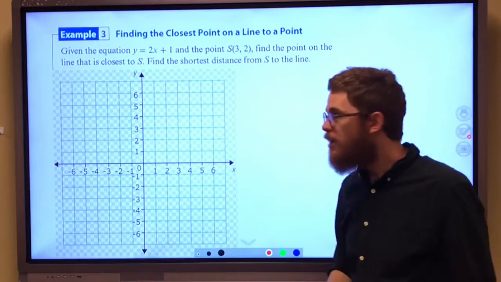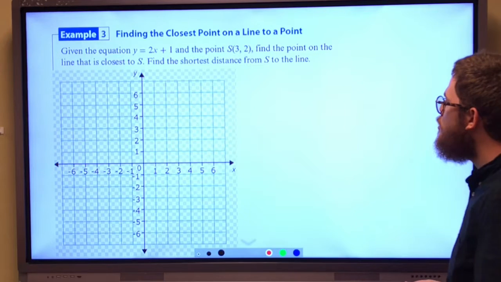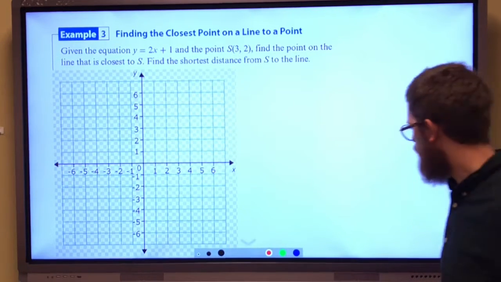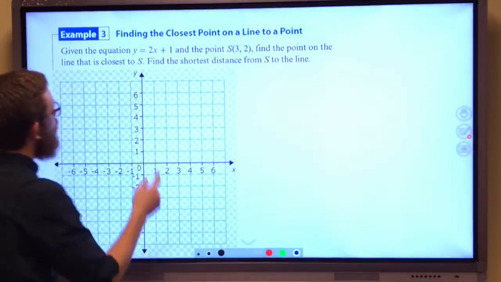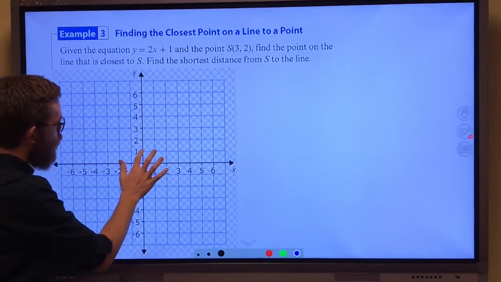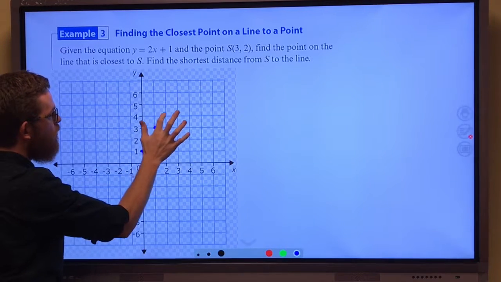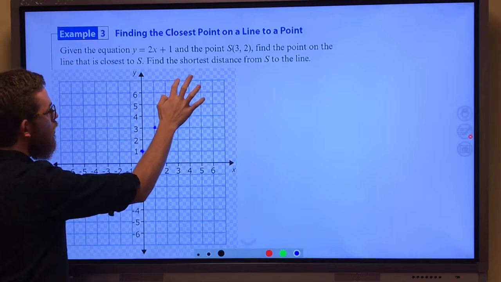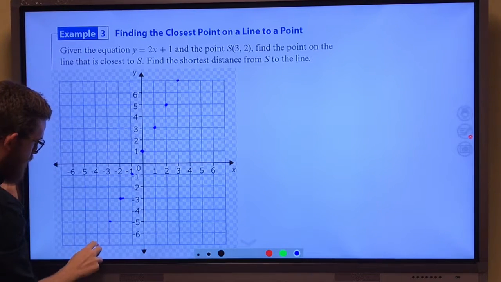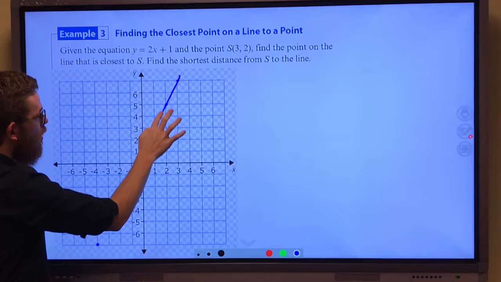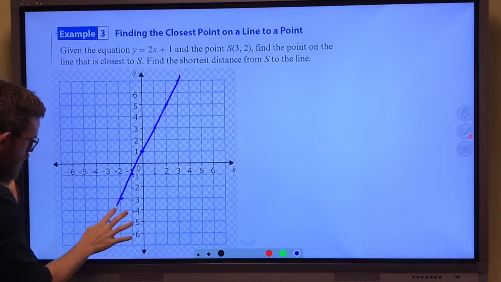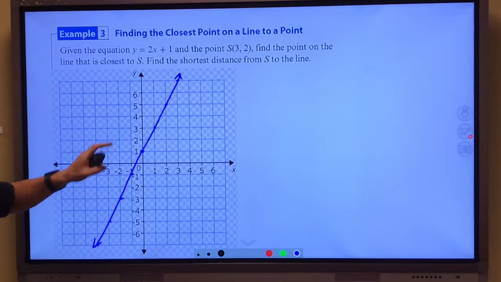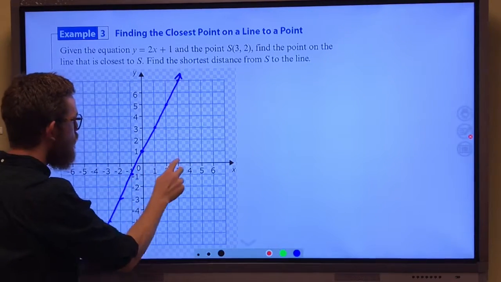It says, given the equation y equals 2x plus 1 and this point S, which is at (3, 2), find the point on the line that is closest to S. So here's our line, y equals 2x plus 1, up 2 over 1, because that is our slope. All right, so there's our line. The point S is at (3, 2).